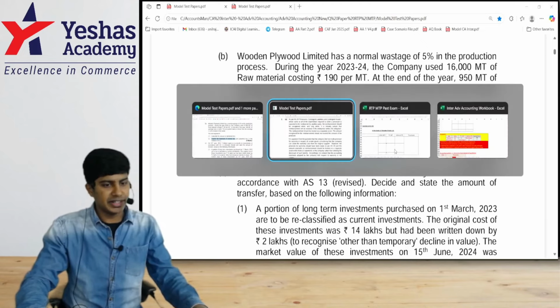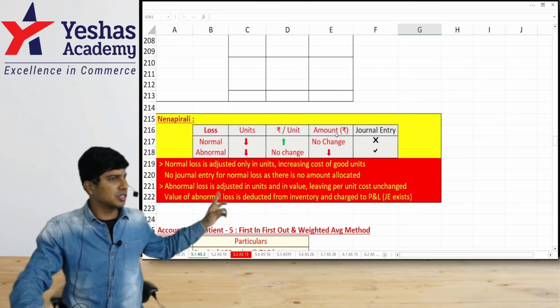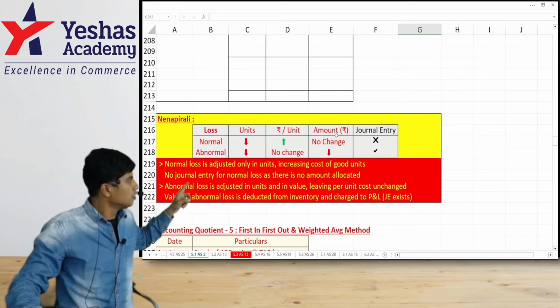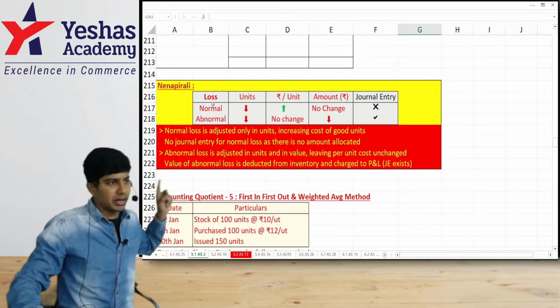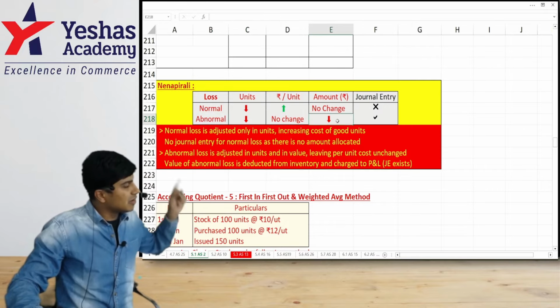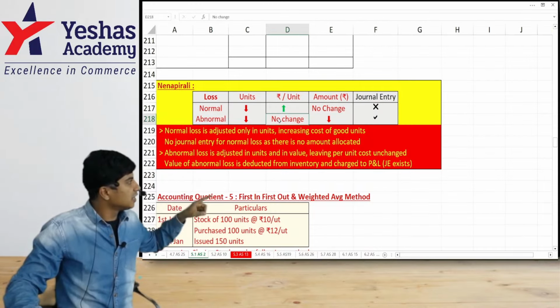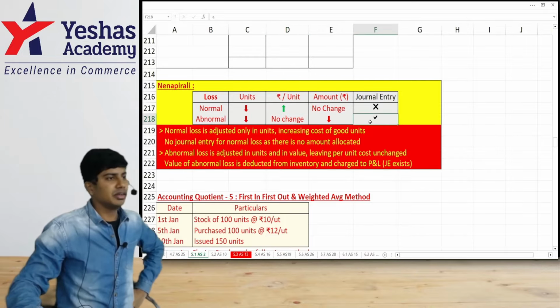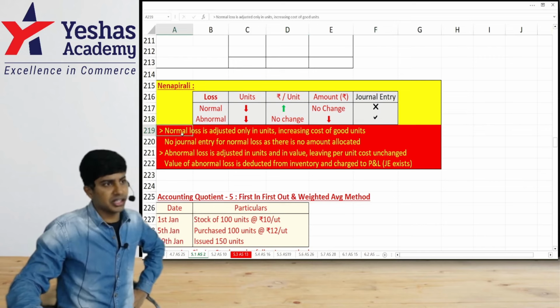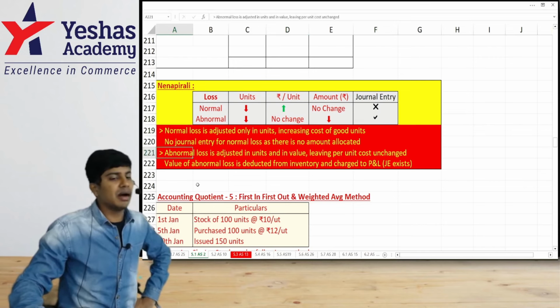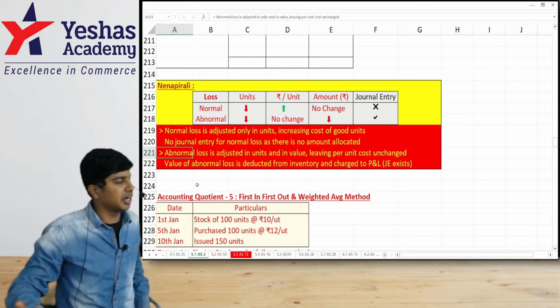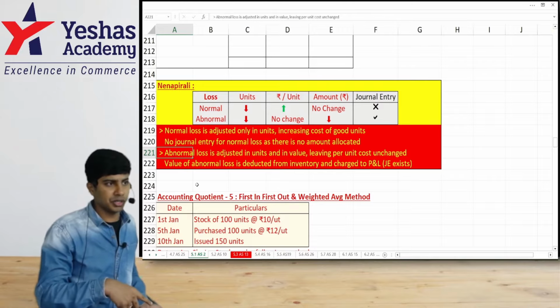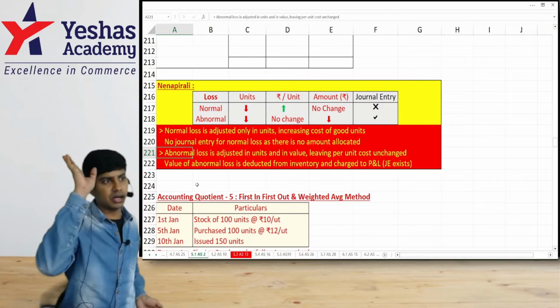Shall we start? Fantastic. If you have any slight hiccups with regard to this, you can go back to the revision video of Accounting Standard 2. We clearly discussed this. Normal loss reduces the number of units and increases the per unit cost. There is no amount because there is no change in value, so the journal entry is not there. Because of abnormal loss, the number of units will decrease and the total value of the entire inventory will also decrease, and there is no change in per unit cost. There is an accounting entry. Normal loss is adjusted only in units, increasing the cost of good units. There is no journal entry. Abnormal loss will not change the per unit rate. It will remain the same, but value is assigned to it at the same per unit cost. There is an accounting entry transferring it to P&L.